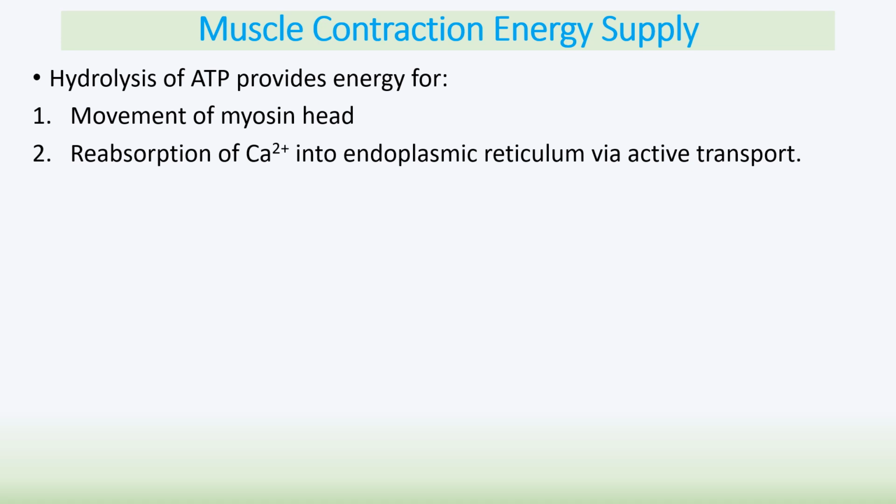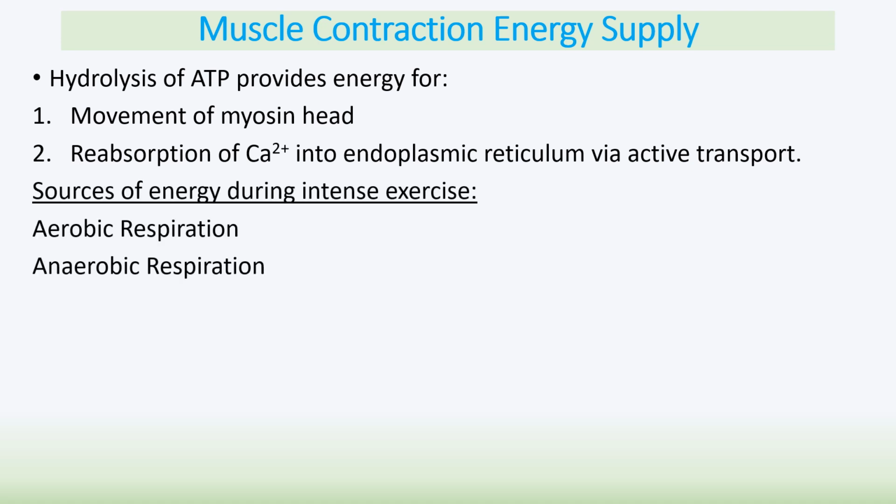Just to give you some understanding of it, where does the energy come from this? Well, the energy comes from the hydrolysis of ATP, which moves the myosin head, as we talked about, and it also causes the reabsorption of calcium ions into the endoplasmic reticulum via active transport. Now, during intense exercise, you use aerobic respiration to make ATP and also anaerobic respiration to make ATP.